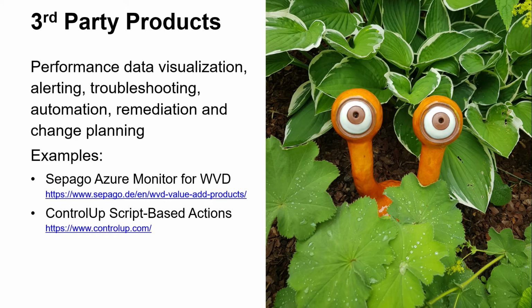As you would expect, there are also several third-party products out there focusing on collecting and visualizing WVD performance data. Here are just two examples. Number one is Sepago Azure Monitor for WVD. You see the link down there. And the second one is ControlUp script-based actions. Again, there's the link, but we will also take a look at the individual products.